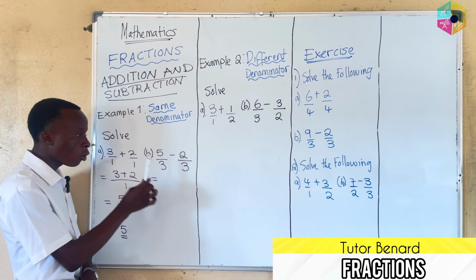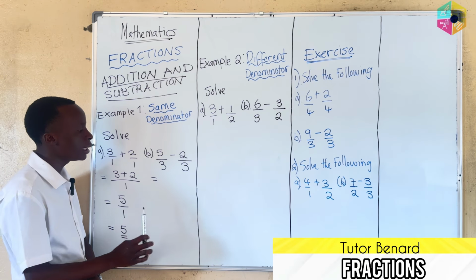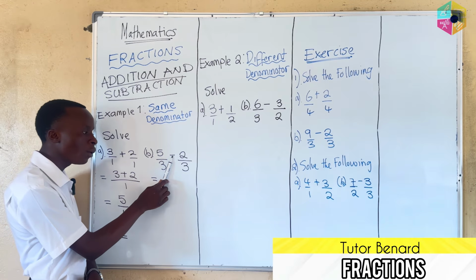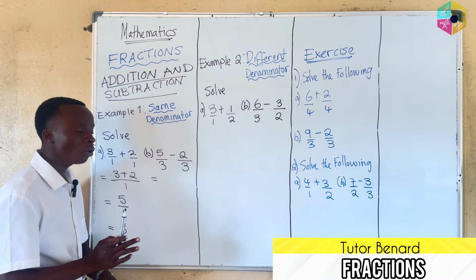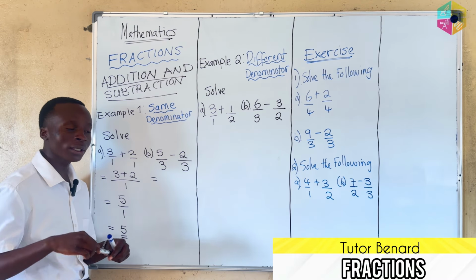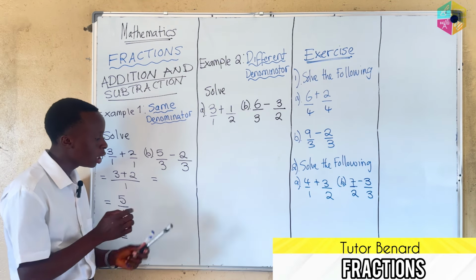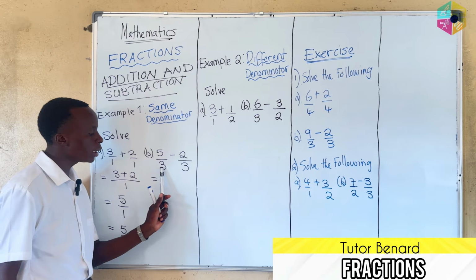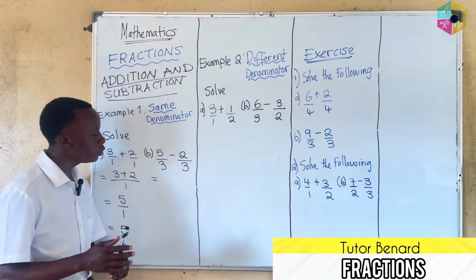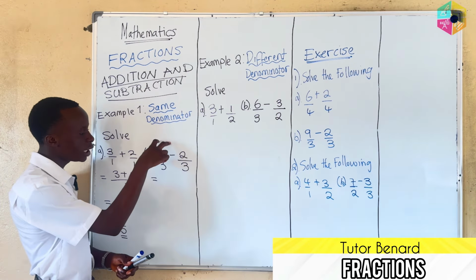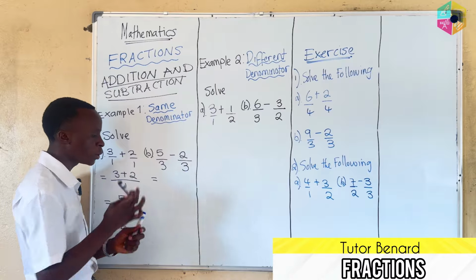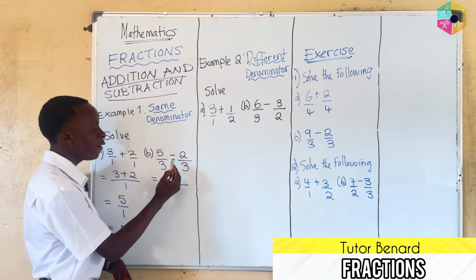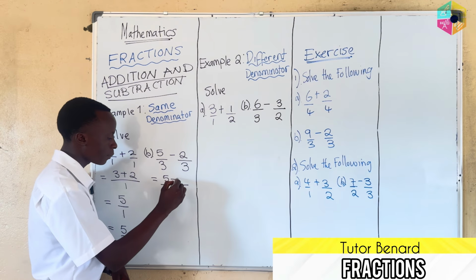The only difference here is we are subtracting. Here we were adding, but now we are subtracting. How do you subtract fractions? It is the same principle as addition. First, you look at the denominators. Since the denominators are the same, you just need to subtract the two numerators on top. So I'll say 5 minus 2.